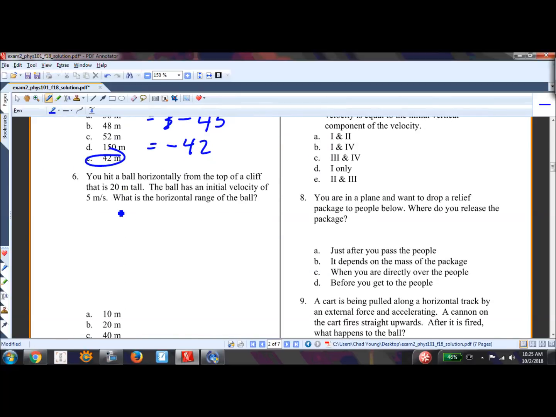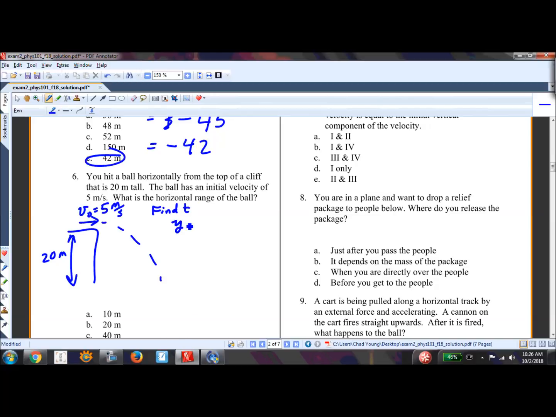Hit a ball horizontally from the top of a cliff that's 20 meters tall. Given the ball's initial velocity, what is the horizontal range of the ball? Okay, so this looks like this. I have 20 meters here. I know that this V naught is equal to 5 meters per second. What I need to do first is find the time. How long does it take the object to drop that 20 meters?